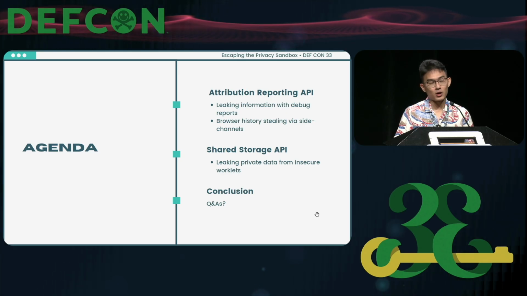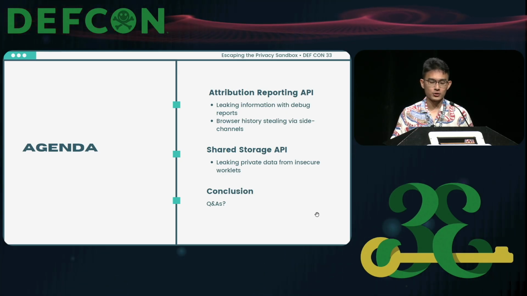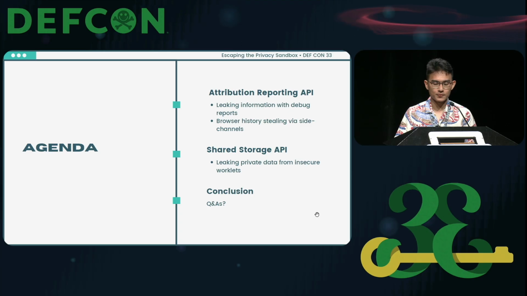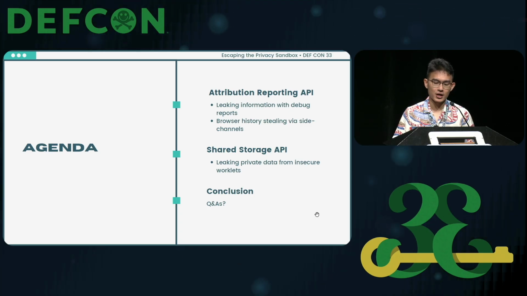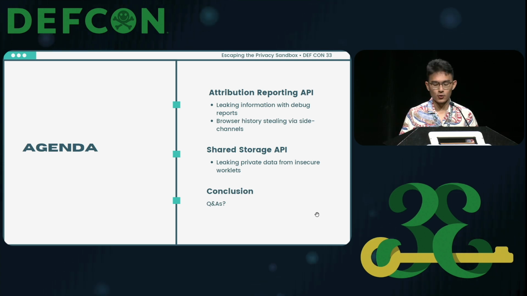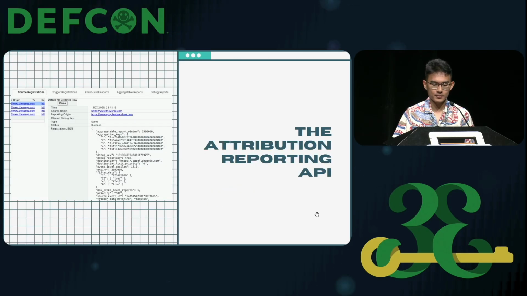The second is browser history reconstruction or stealing, right, via side channels. And the last is the shared storage API, where I was able to leak private data from the shared storage through insecure worklet code. And if you have some time, I'm happy to just take questions from outside of this talk, if you have any questions to have. So let's dive right in.